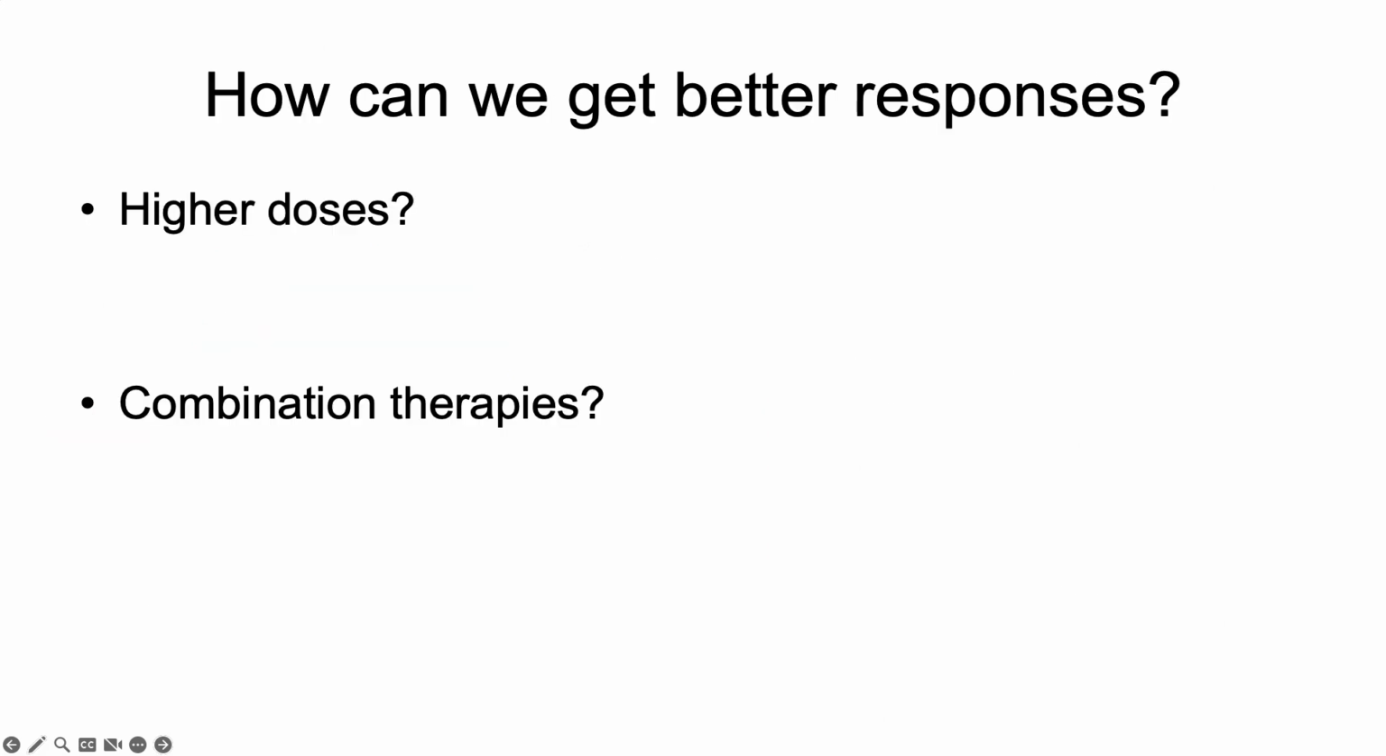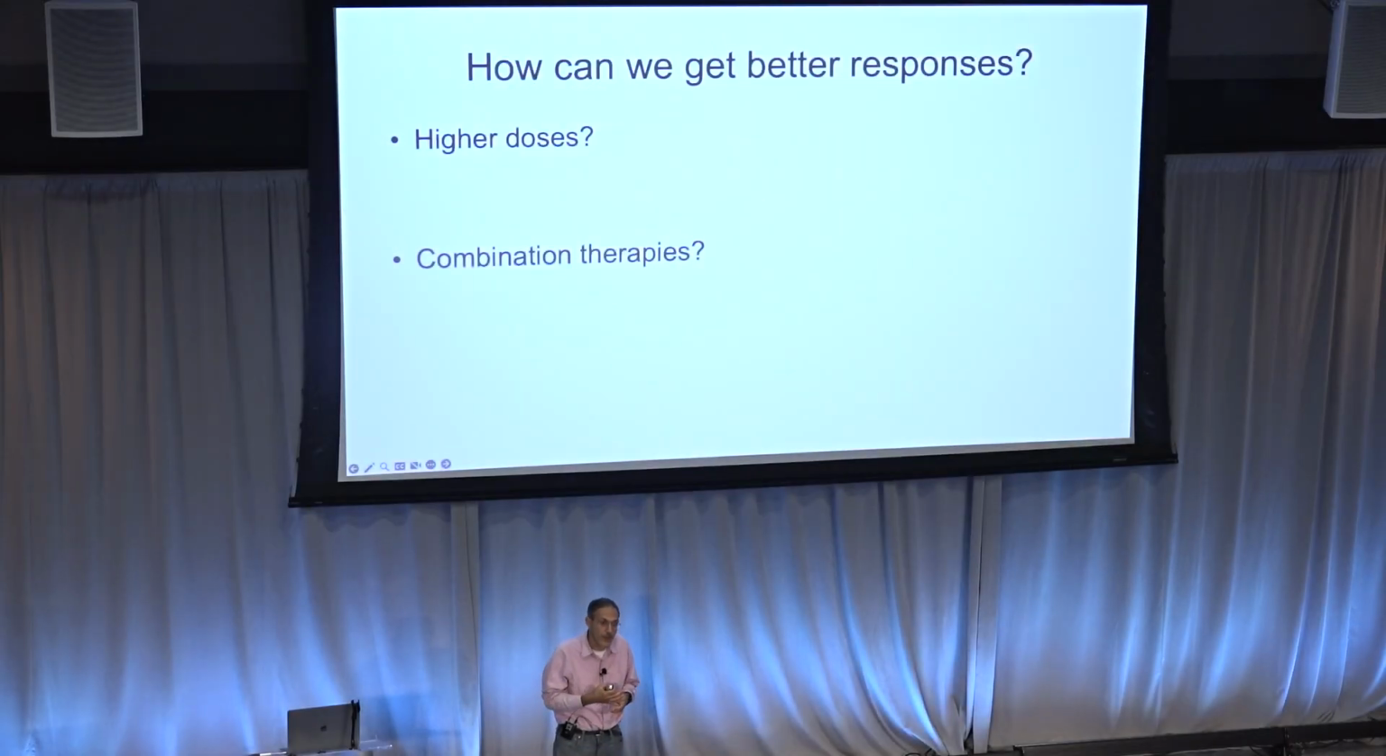So then the question is, well, how can we get better responses, right? Could you do higher doses of navtemadlin? Would that do it? Or could you do a combination therapy? Again, we would have no idea if we didn't know what was going on in the patients. Now we had an idea that we were getting maybe some pharmacodynamic effect with a halting of cell cycling to some extent, but no apoptosis.